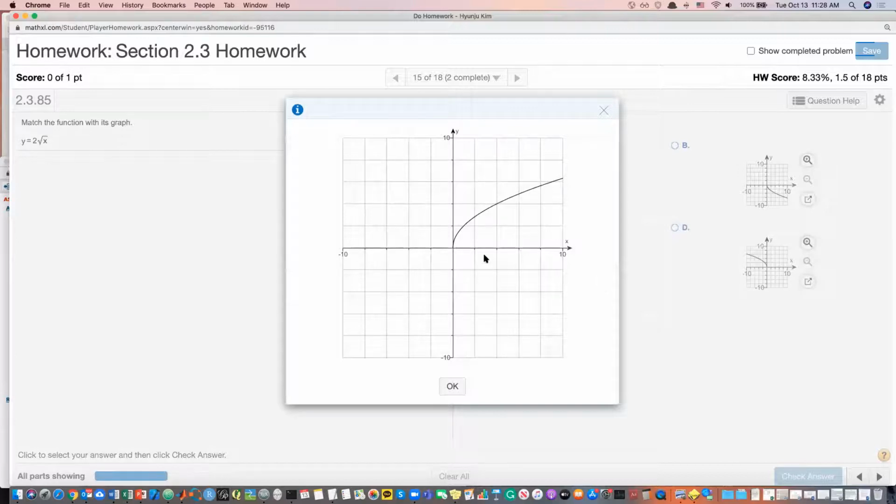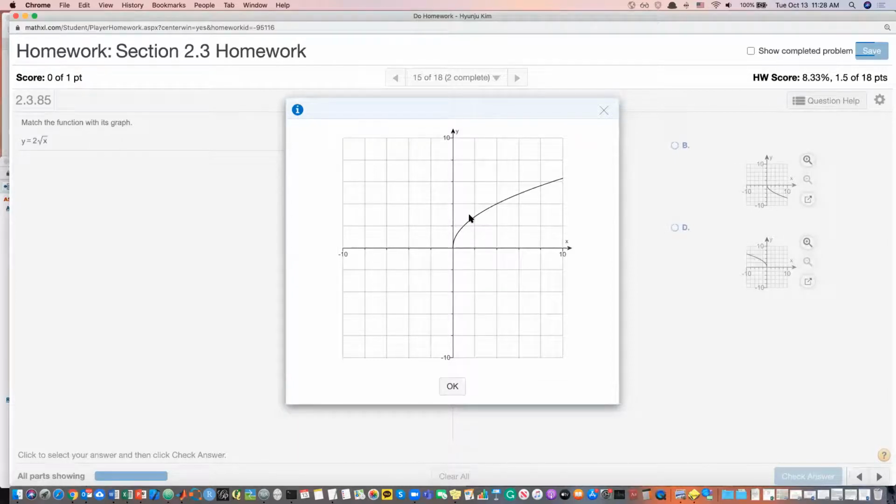Then when x equals 2, we see that the graph must be 2 point something, right? So 2 times square root of 2 is 2 point something, because square root of 2 is approximately 1.41. Then 2 times square root of 2 must be approximately 2.8, right? So now when x equals 2, the y coordinate must be 2.8 something, right? So, okay.